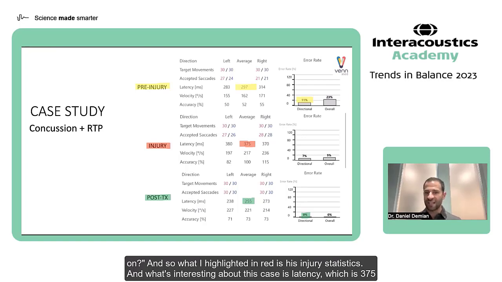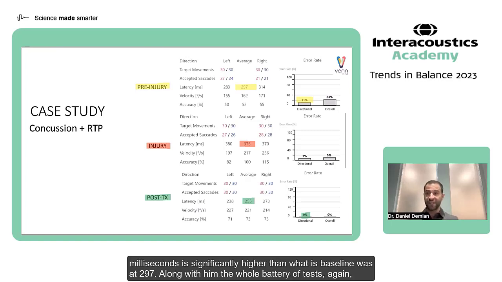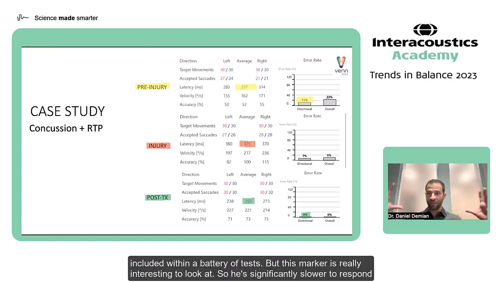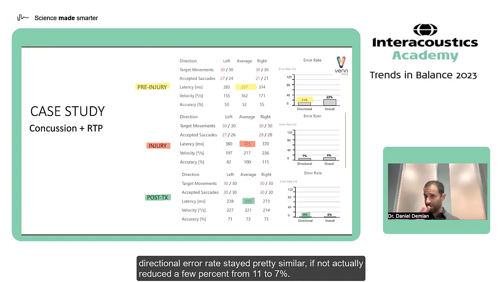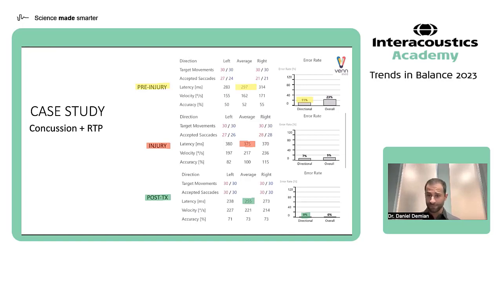And what's interesting about this case is his latency, which is 375 milliseconds, is significantly higher than what his baseline was at 297, along with the whole battery of tests included within it. But this marker is really interesting to look at. So he's significantly slower to respond to visual perception and make a response than he had been in the past. Although, interesting for this patient, the directional error rate stayed pretty similar, if not actually reduced a few percent, from 11 to 7%.